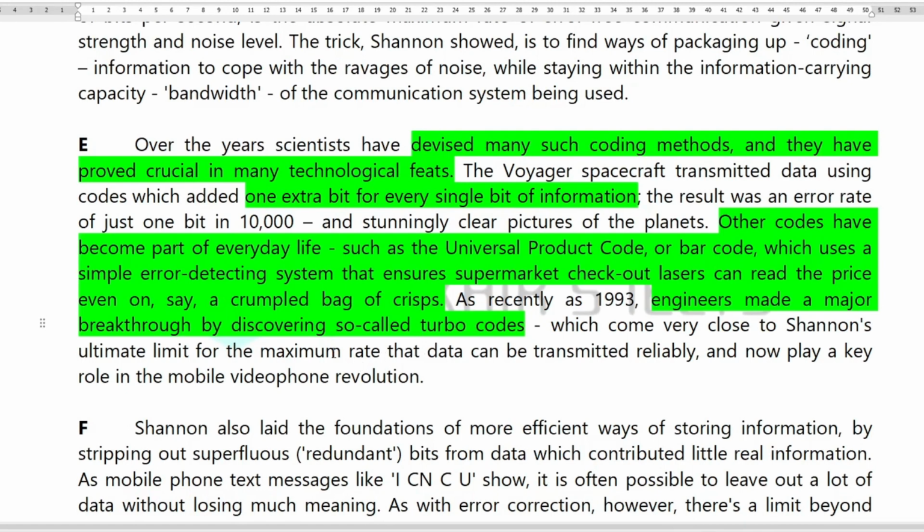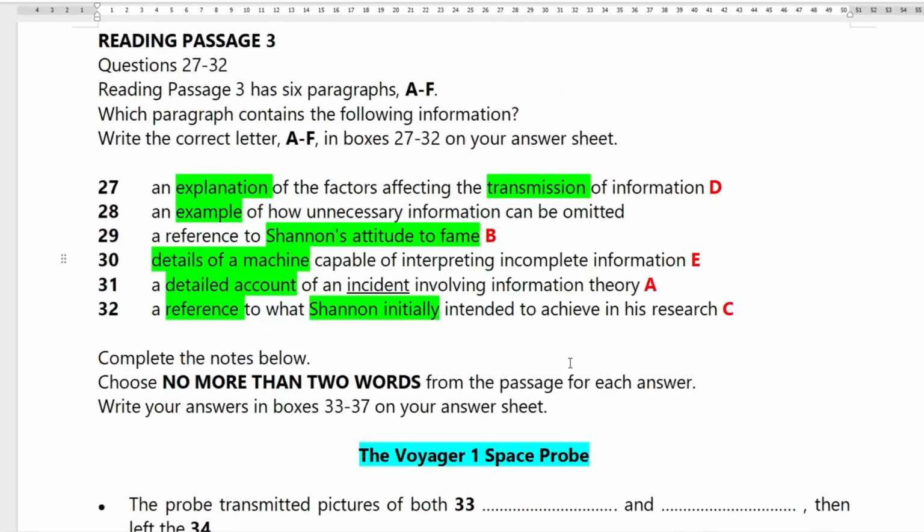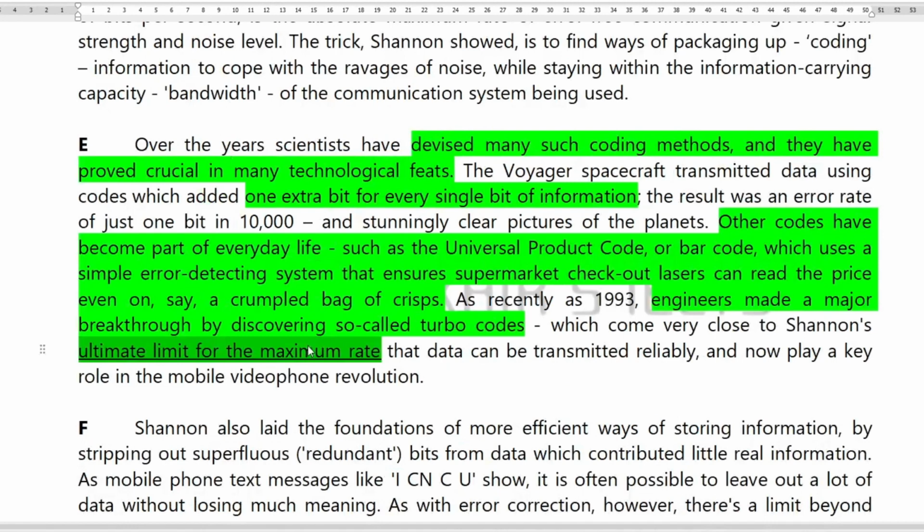Alright, so Shannon's ultimate limit for the maximum rate the data can be transmitted reliably. Ultimate limit for the maximum rate. So yeah, that's ultimate limit for the maximum rate, another way of saying incomplete information. So that's exactly what we want to see.